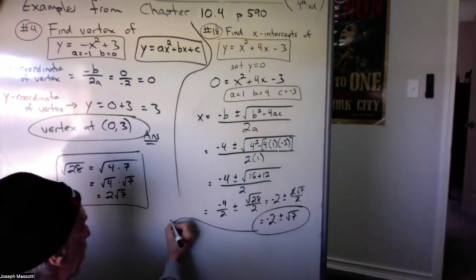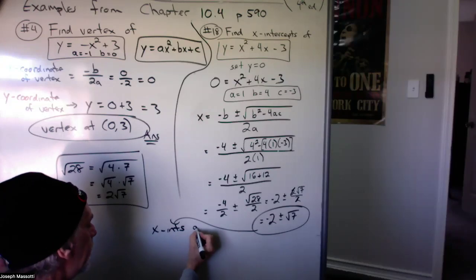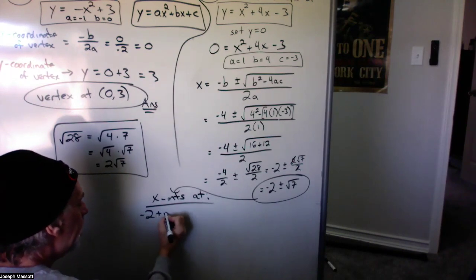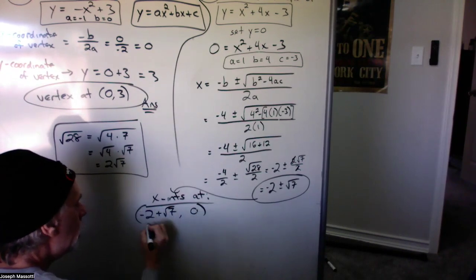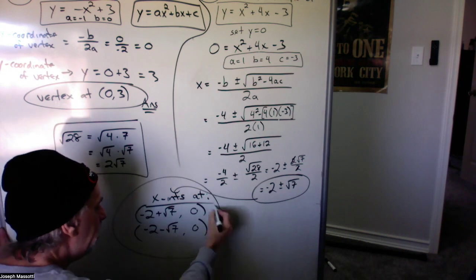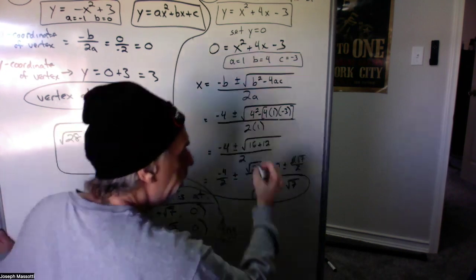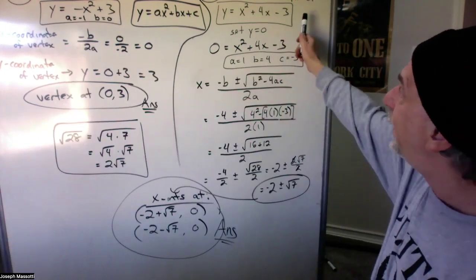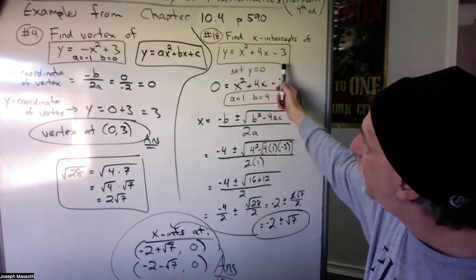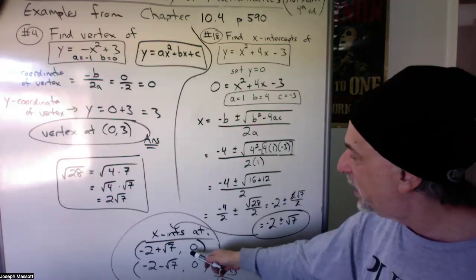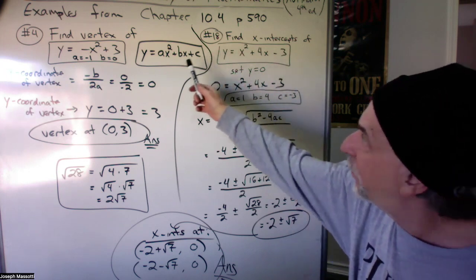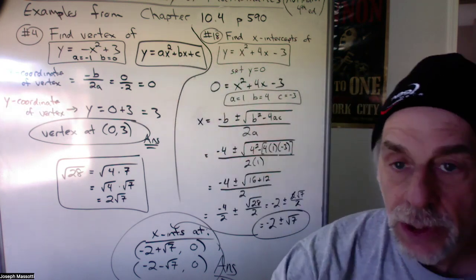So my x-intercepts, just to be complete, my x-intercepts are at -2 plus root 7, 0, and -2 minus root 7, 0. And that would be your answer to this question here, number 18. Find the x-intercepts of that quadratic equation. And again, you can check this, put this into your calculator, use the trace function to see if those are the x-intercepts on the graph of that function. All right, so vertex and x-intercepts of quadratics.